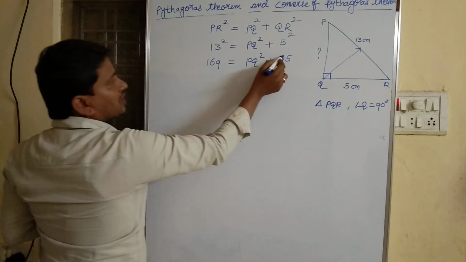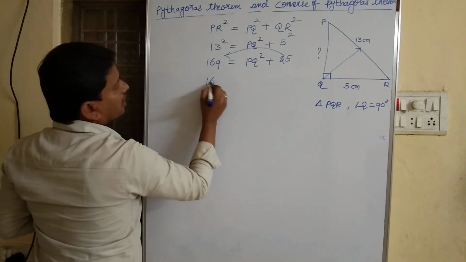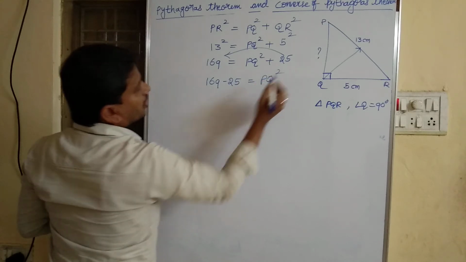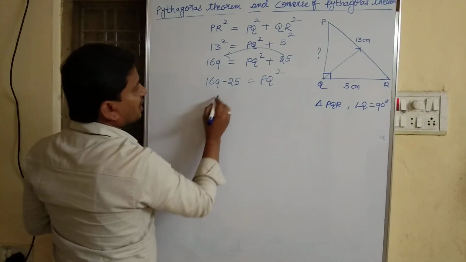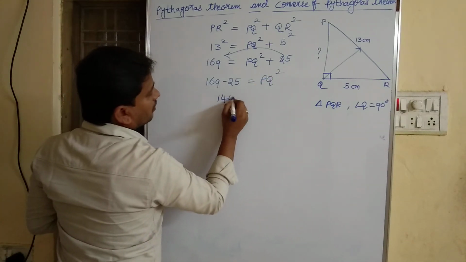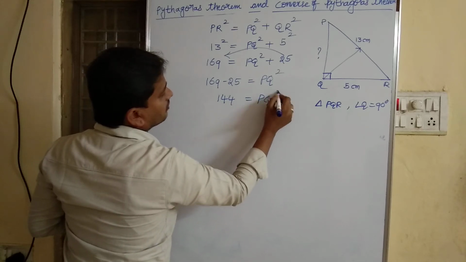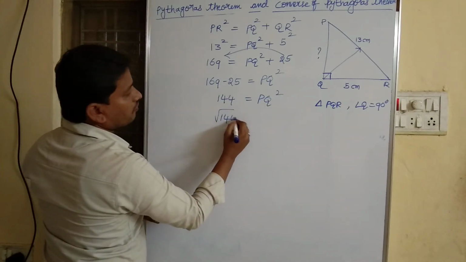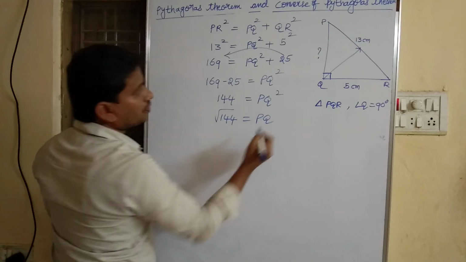Right? Now let us transpose 25. It will become 169 minus 25, which is equal to PQ square. So 169 minus 25 is equal to 144, which is equal to PQ square. If you transpose the square, it will become the square root of 144 equal to PQ.